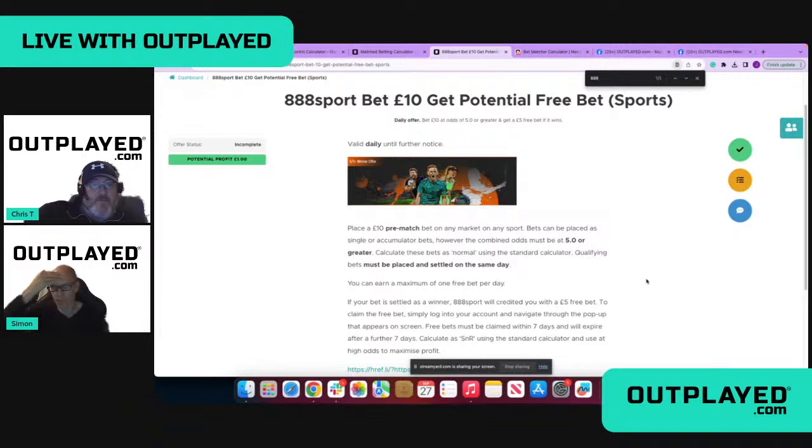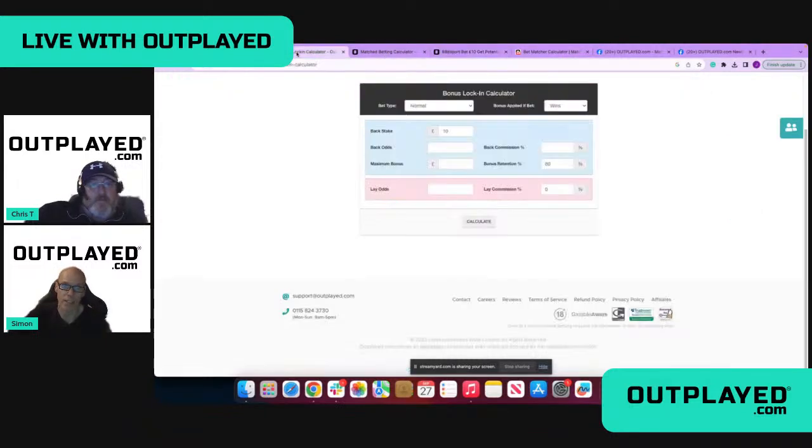So for that reason, if you're doing an offer with 888, it may well work out better if you go for odds of 5 or higher, if at all possible, because then you have the chance of getting this one. Now, the way to lock in, if you were to have a look at this particular offer to see if you can actually lock it in just using this offer on its own rather than combining it, what you would do, you could use the bonus locking calculator.